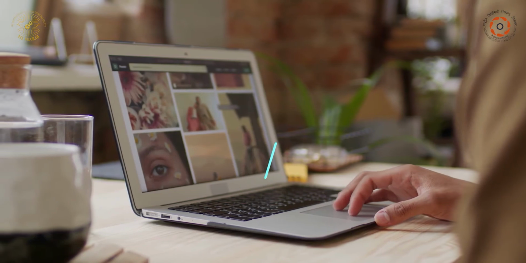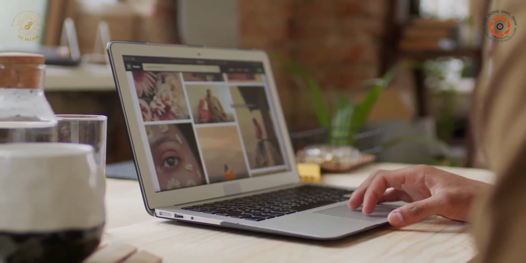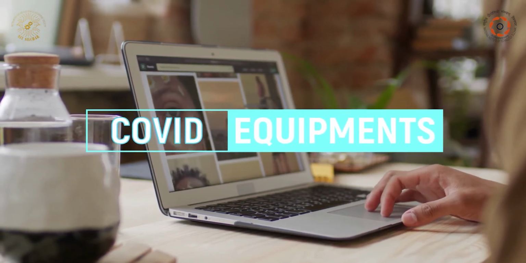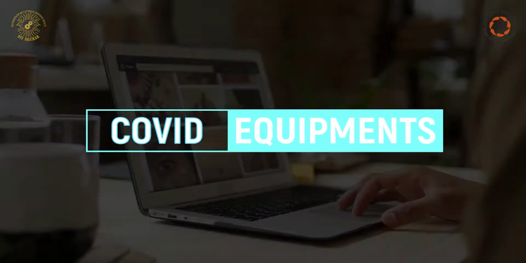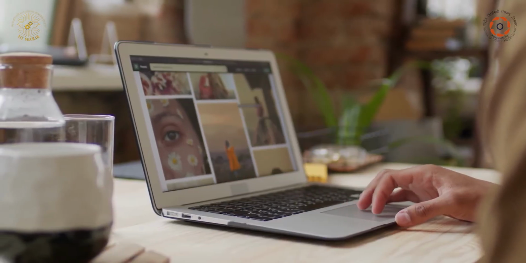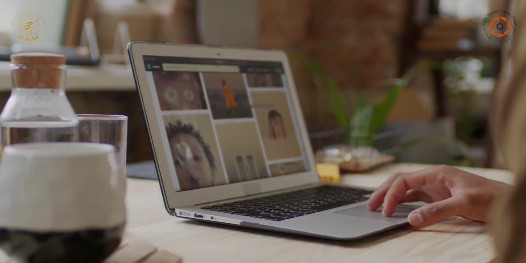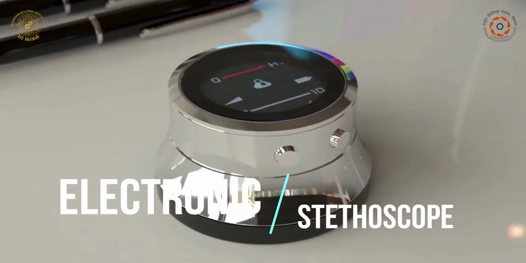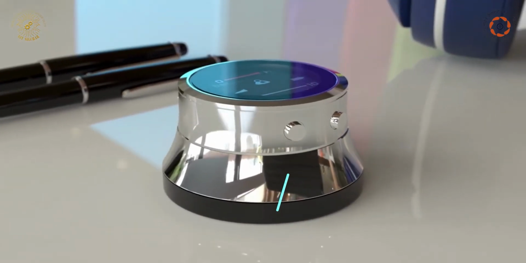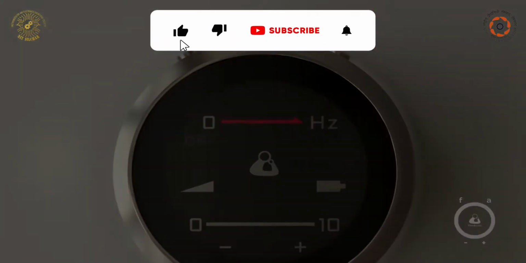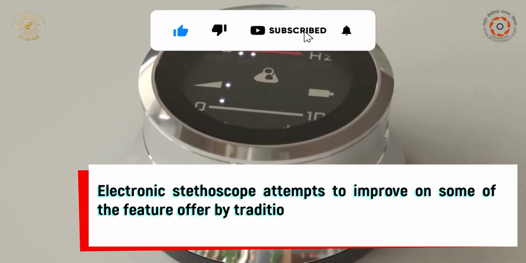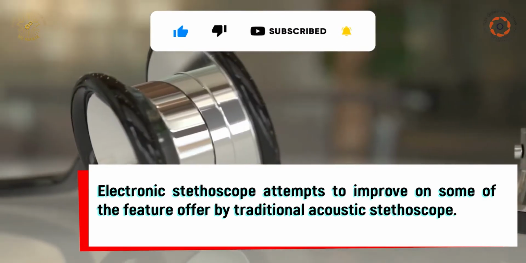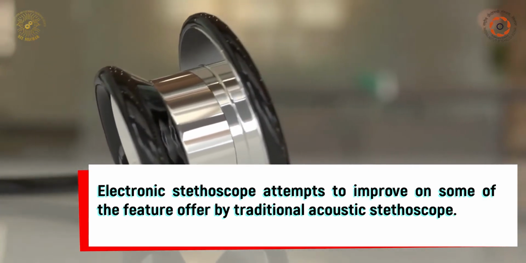In continuation with the first part, we shall discuss the COVID-based equipment here as well. Another COVID-based equipment that we shall discuss today is the electronic stethoscope. So what is actually an electronic stethoscope? An electronic stethoscope attempts to improve on some of the features of the traditional acoustic stethoscope.